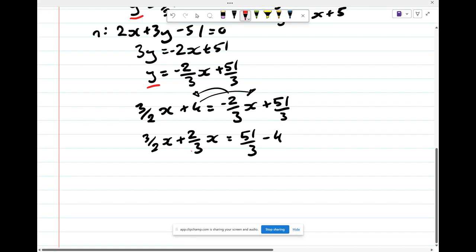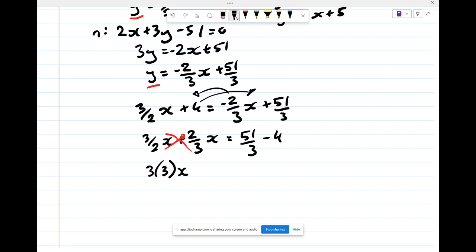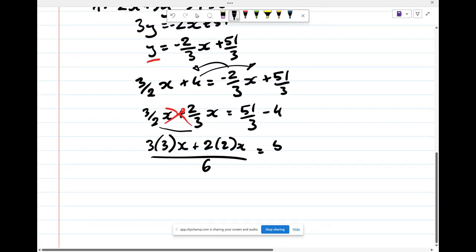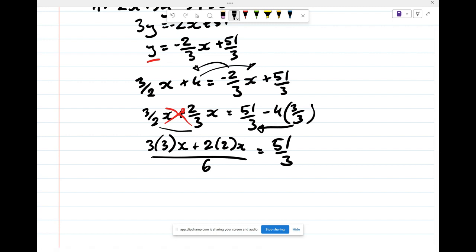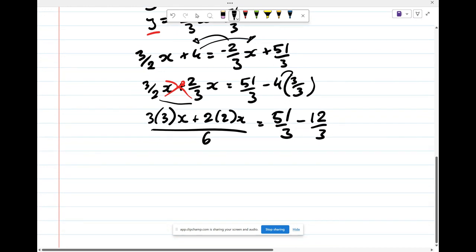So because our denominators are different, we're going to have to cross multiply to get them equal to each other. So I'm going to multiply this one by 3, and then this one by 2. Same thing over here. I can multiply above and below by 3 to get 3 on the bottom, so I can add them. So 4 times 3 is 12 over 3. So that's 51/3 - 12/3, which is the exact same as 51/3 - 4.